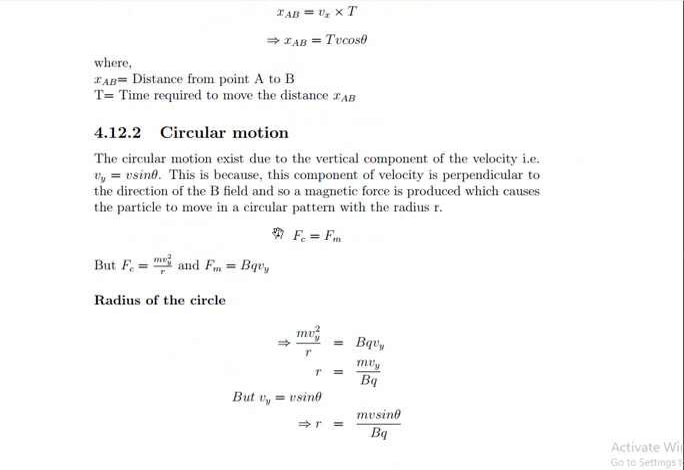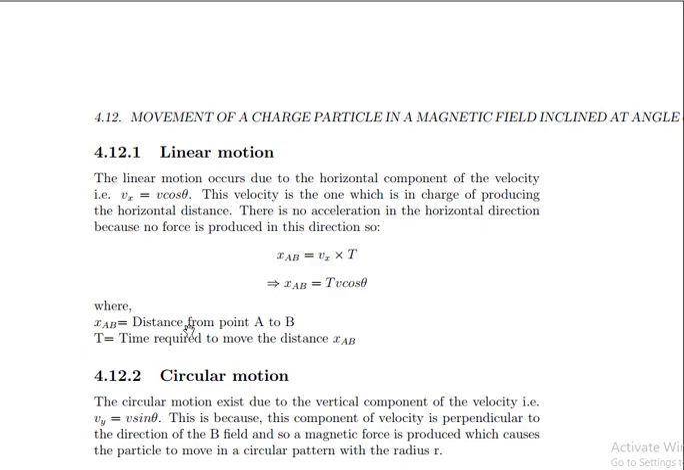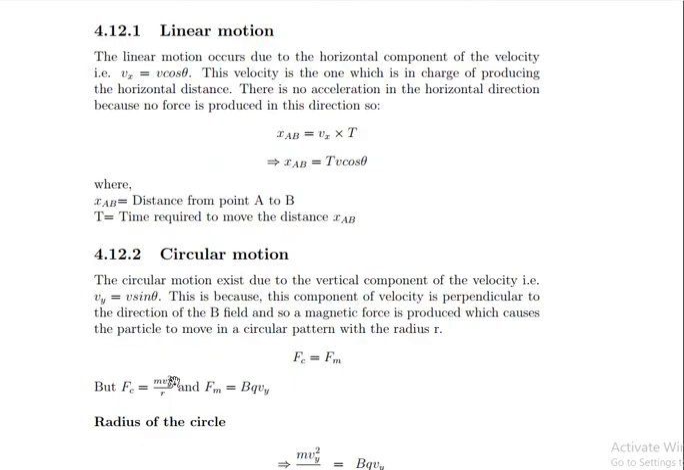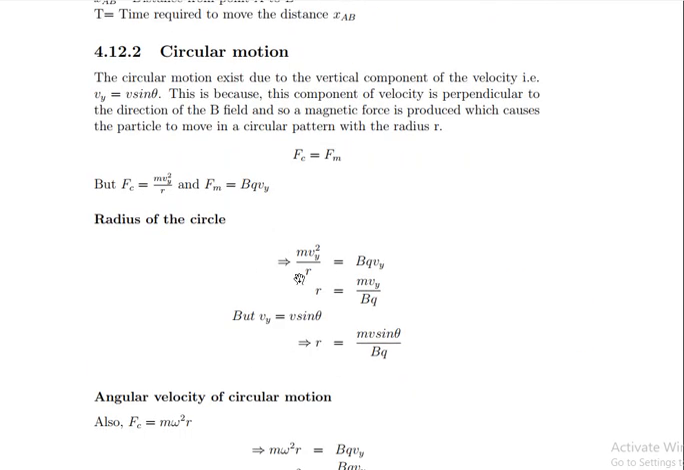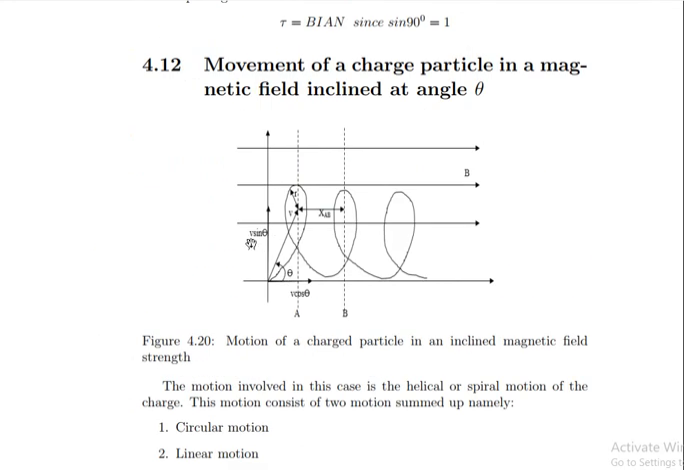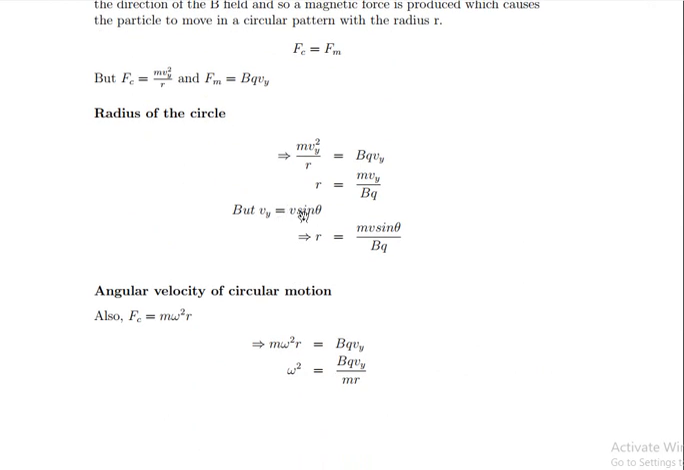Since circular motion implies there's a centripetal force, that centripetal force is due to the magnetic force. The centripetal force is equal to m Vy squared over r, where Vy is the velocity causing the centripetal force. And the magnetic force Fm is equal to B q Vy, the velocity still being the y component. So m Vy squared over r is equal to B q Vy, so r is equal to m Vy over B q. But we know that Vy, the velocity in the vertical direction, is V sin theta. So r is equal to m V sin theta over B q.